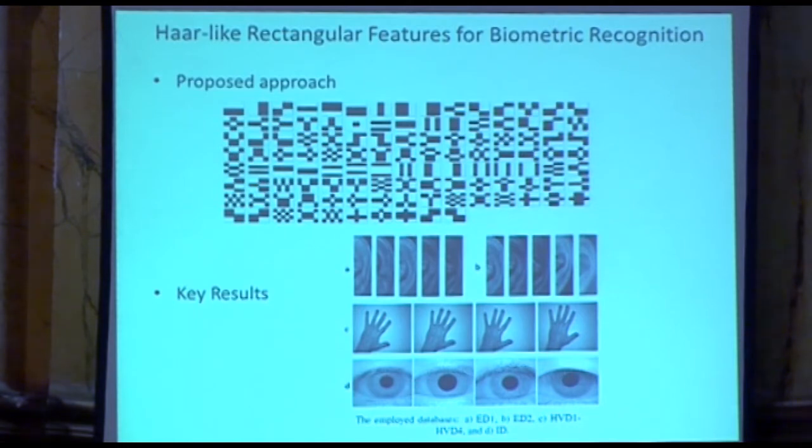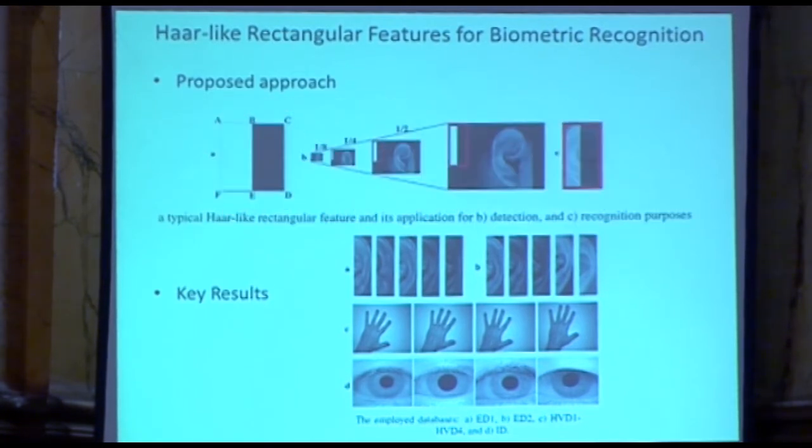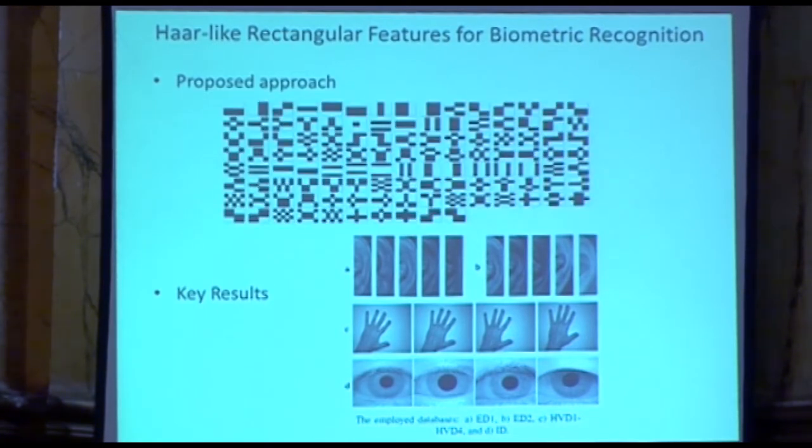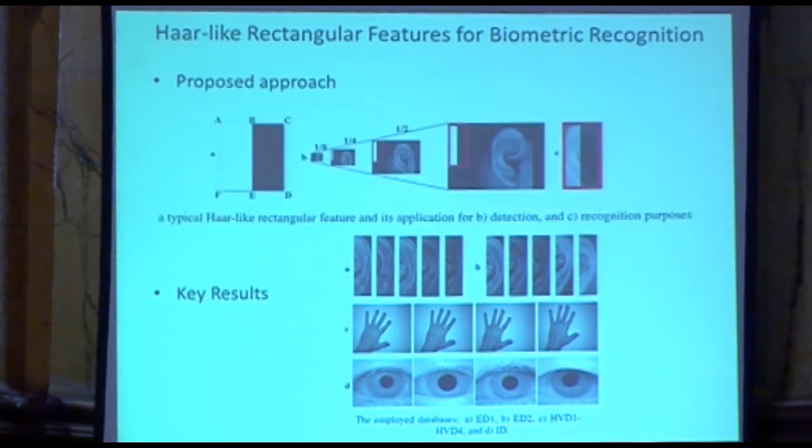I'm pretty sure that you mostly know these Haar-like rectangular features that have been used mostly for rapid object detection. They were introduced by Viola and Jones for face detection. We have used these Haar-like rectangular features for biometric recognition. So the idea is to get a pool of these features and then resize them, as in part C in this figure at the top, to the size of the biometric image and then calculate the value of the feature, which is very similar to the way that they are used for face detection.